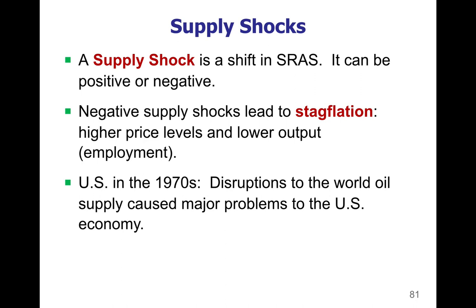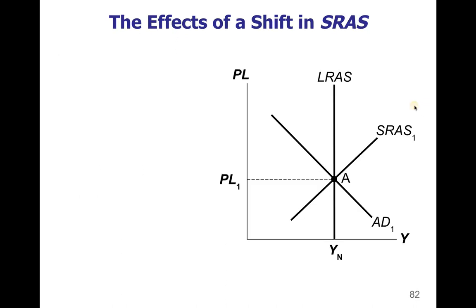Because of disruptions to oil supplies around the world, the U.S. couldn't purchase the amount of oil they needed to refine it into gasoline, and it created a really large stagflation problem, which of course was a really bad recession. A stagflation recession, because it has both an unemployment problem and an inflation problem, is very, very difficult to solve quickly. So, as an example here, if something like an oil crisis happens and oil prices rise.